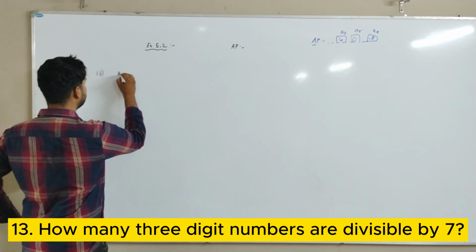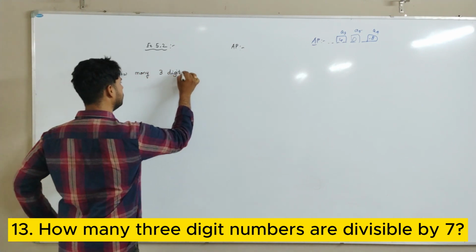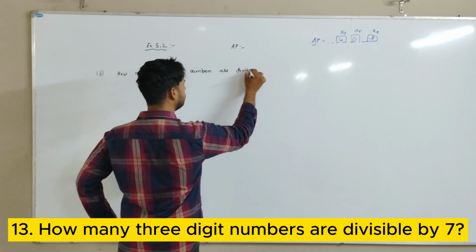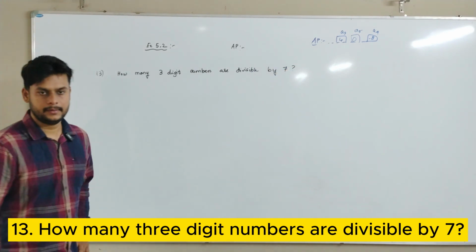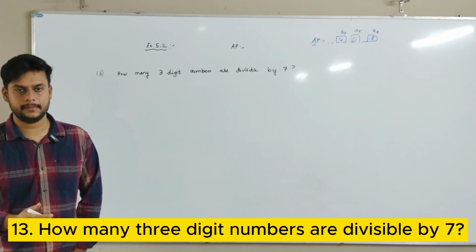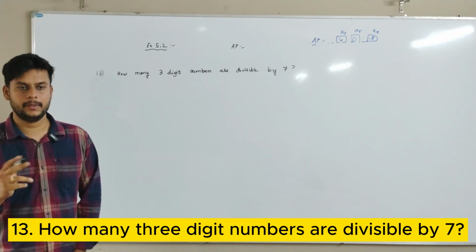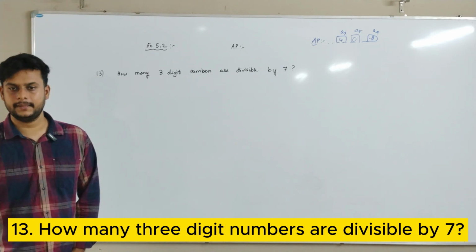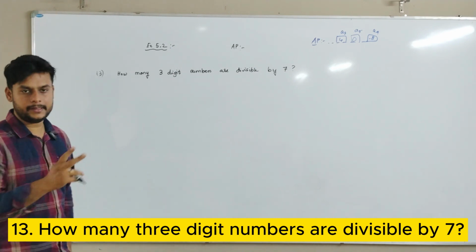How many 3-digit numbers are divisible by 7? Now 3-digit number means what? Can you give any example of a 3-digit number? 121, 999, 222, 333. These are 3-digit numbers. So how many 3-digit numbers are divisible by 7 is what is being asked.